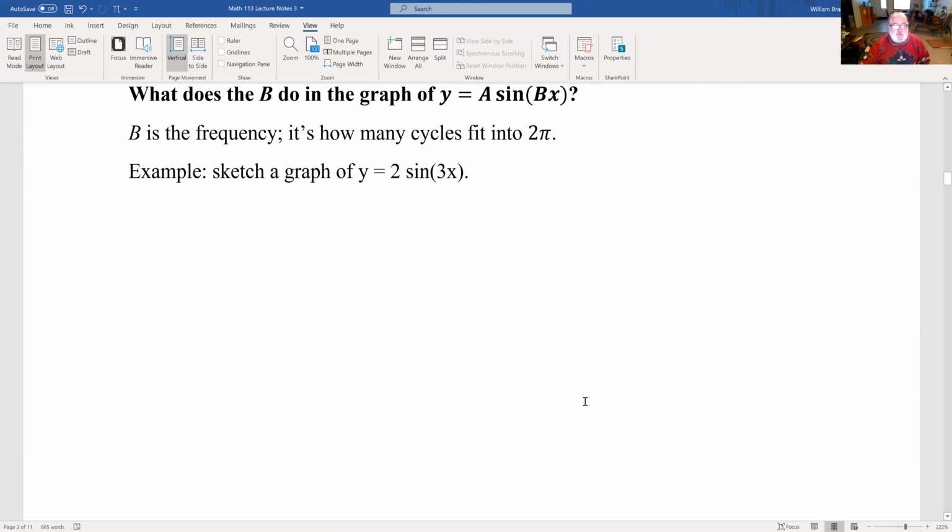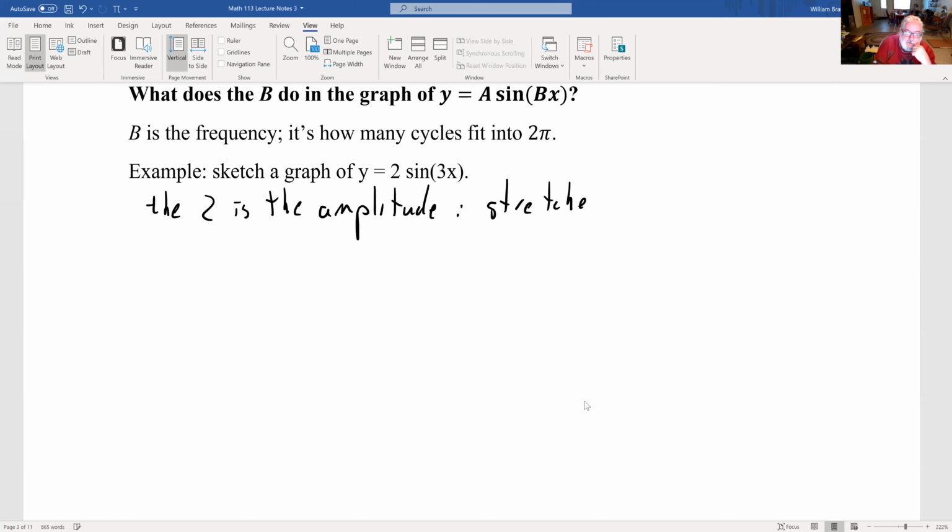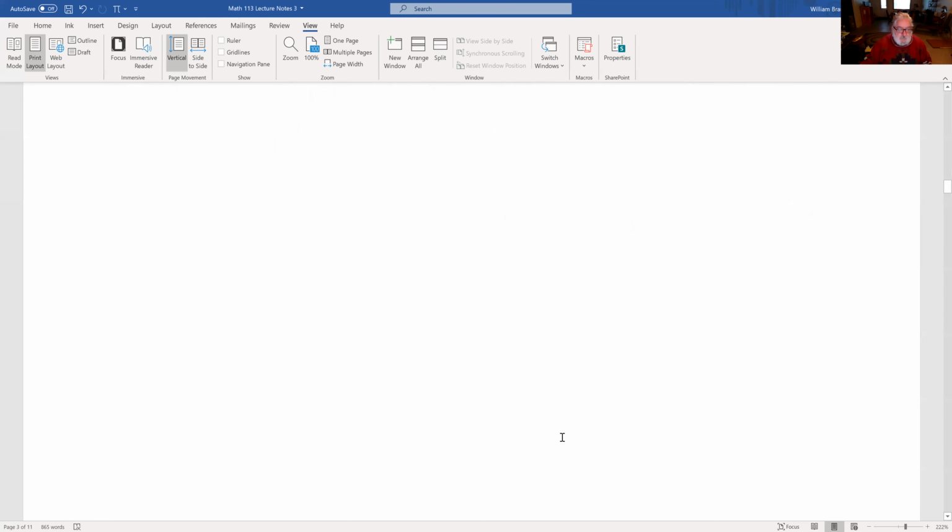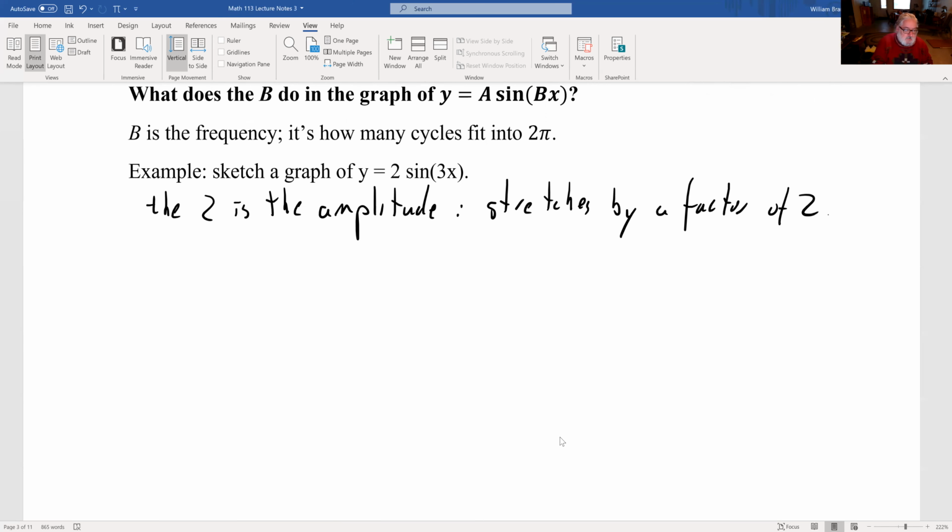It is the frequency. It's how many cycles you fit into 2 pi. So y equals 2 sine 3x. We know what the 2 does. So 2 is the amplitude. It's going to stretch our function away from the x-axis. Let me just check and see plenty of space down there. Okay, so y equals 2 sine x.